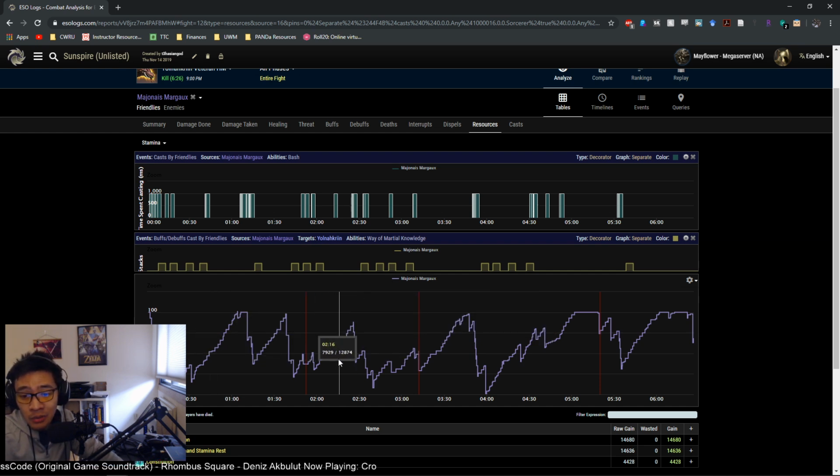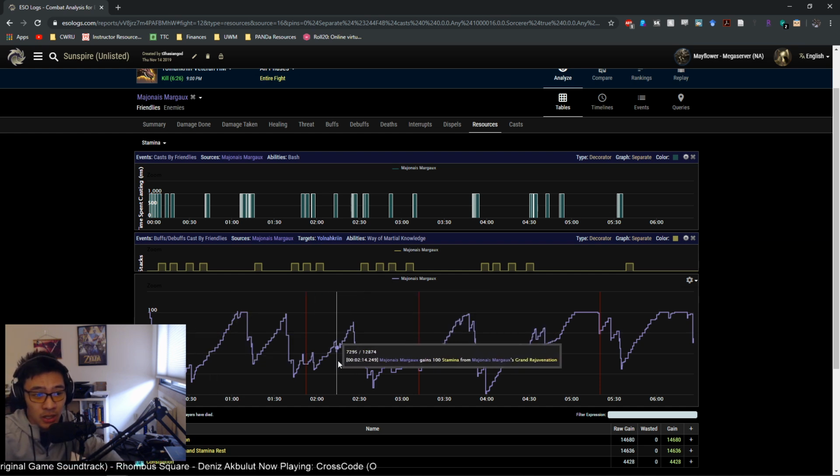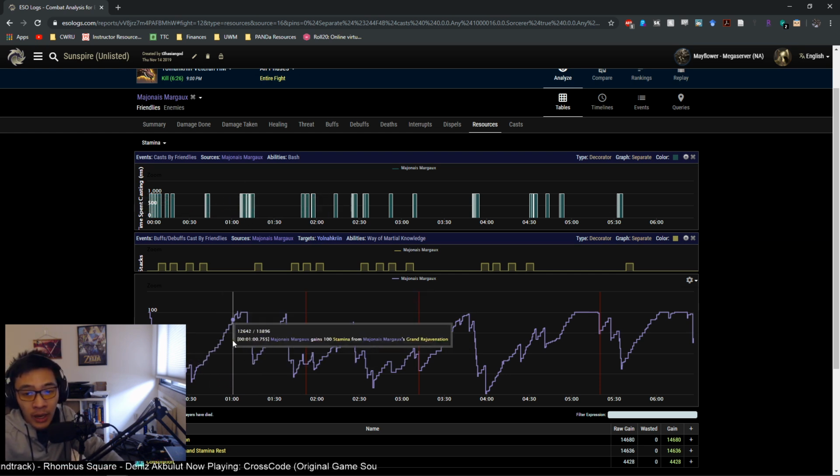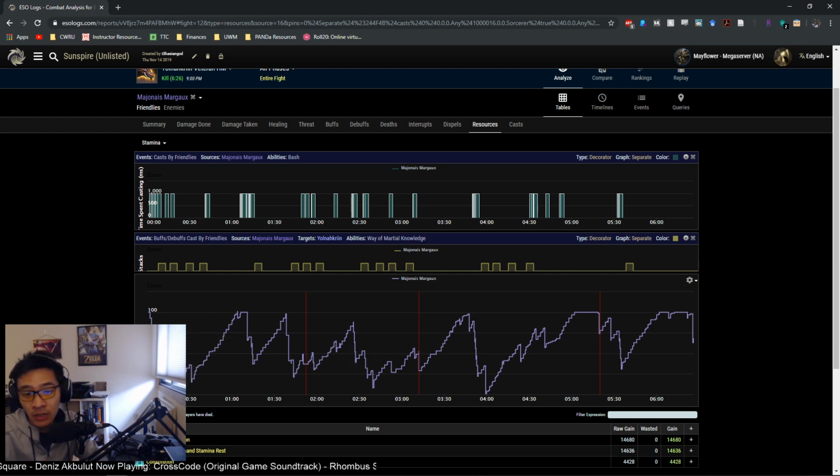So again, it's a little bit tricky. You kind of have to jump around a little bit, but it is possible to use ESO logs to identify what's going on here with, in this case, the Way of Marshal Knowledge debuff uptime. We can see, okay, your stamina is not low enough. Why is your stamina not low enough? Because you're not bashing. So this is one way you can use ESO logs, and you can repeat this all over again for different debuffs and different buffs, to figure out what's happening.